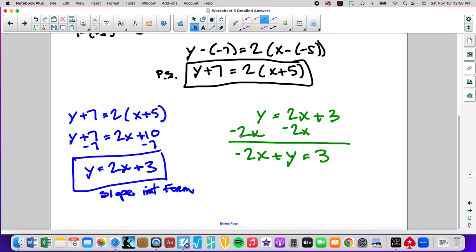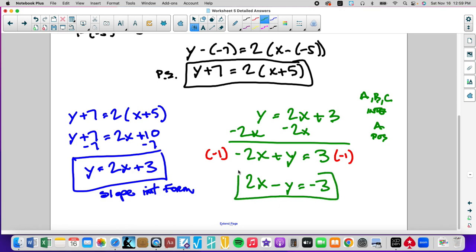However, when you get in standard form, a, b, and c must be integers, positive whole numbers or their opposites, and a needs to be positive. So we're going to have to multiply everything by -1 in order to get my a value to be positive, because my a value is -2, my b value is +1, my c value is 3. So we would get 2x minus y equals -3. That would be in standard form.